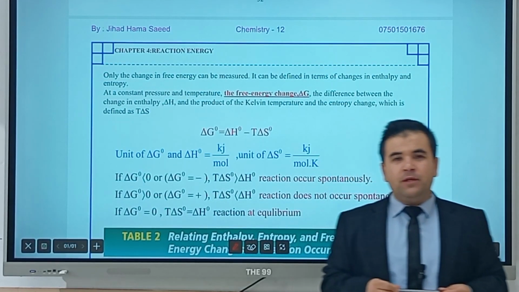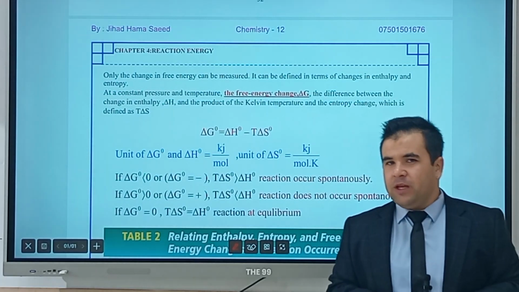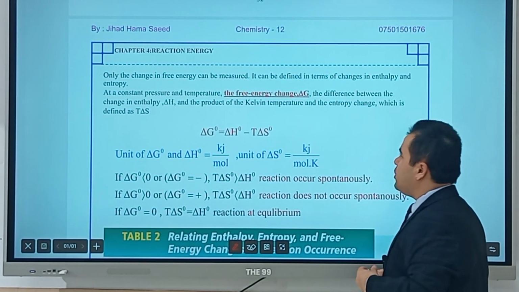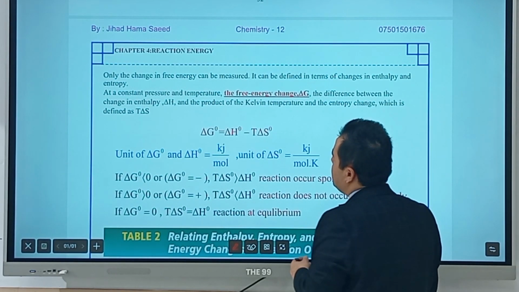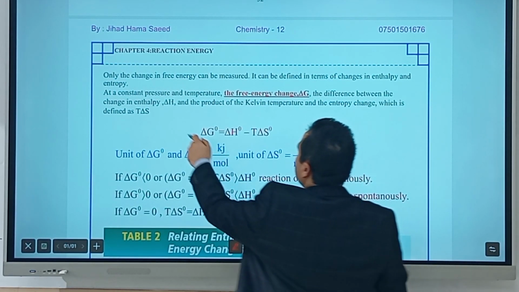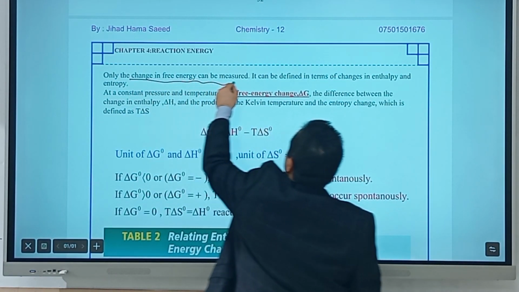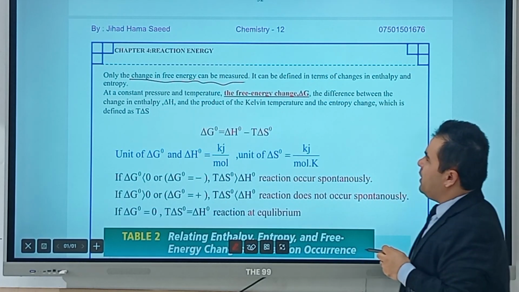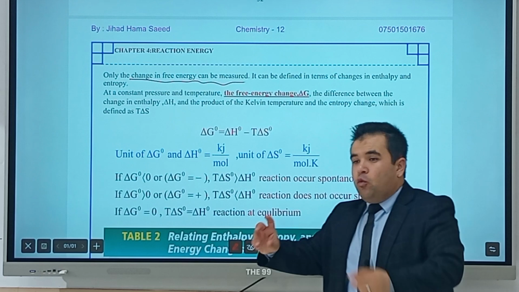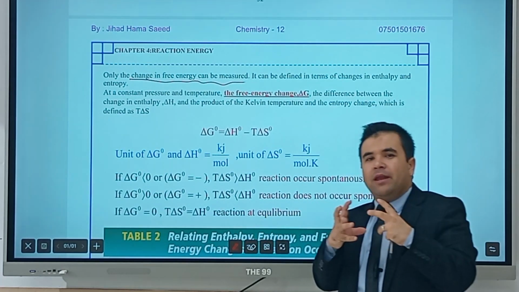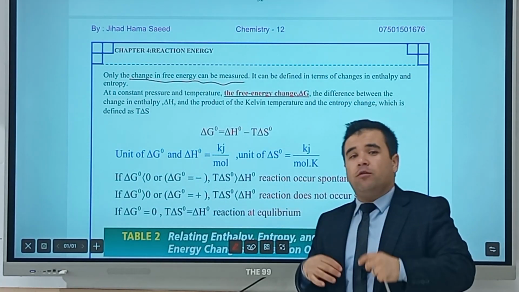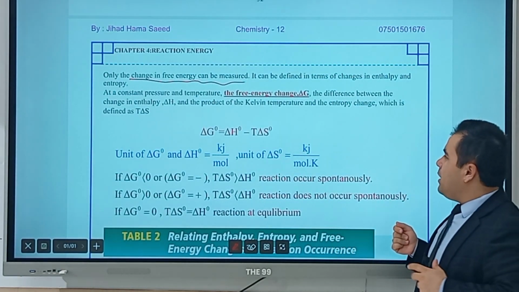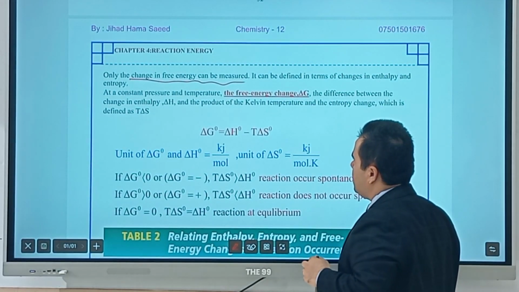Guys, we said for enthalpy, only the change in enthalpy can be calculated. Like the enthalpy change, for the Gibbs free energy, only the change in free energy can be measured. It can be defined in terms of changes in enthalpy and entropy. So we combine both entropy and enthalpy with temperature as well in a reaction. Here the reaction is given, and we'll be able to calculate the Gibbs free energy.